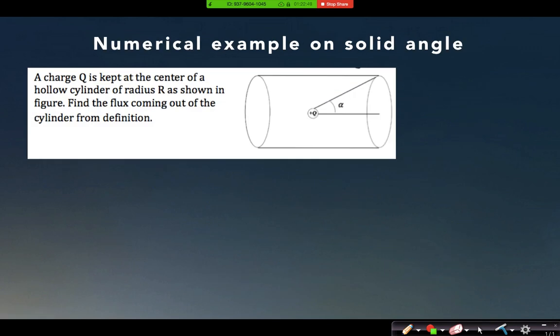Let us try to solve this one. It says a charge q is kept at the center of a hollow cylinder of radius r as shown in figure.